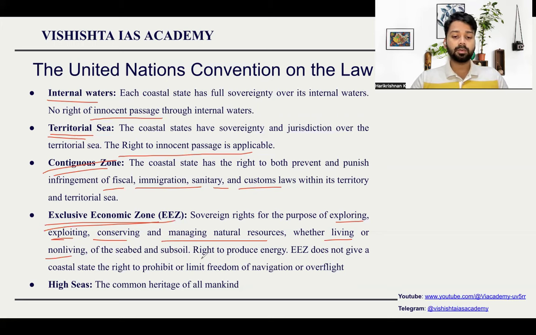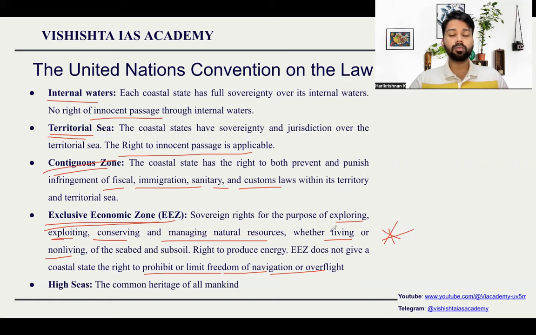However, the right to prohibit or limit the freedom of navigation is not applicable. Just because you have the right to exploit or manage the resources in the exclusive economic zone, you cannot say that any other state will not be able to navigate in this region. This is where China comes into play. China says that in their exclusive economic zone, complete navigation rights and everything are reserved for themselves. So they do not follow the UN convention, that is, the Convention on the Law of the Sea. That is the major problem.